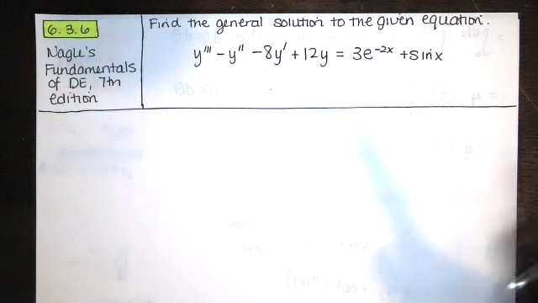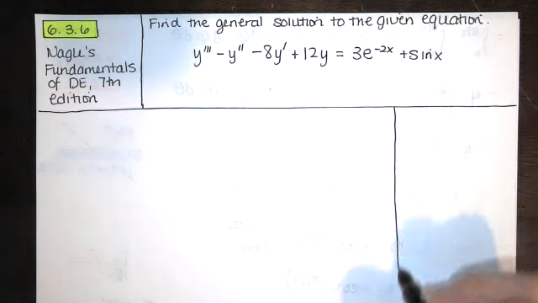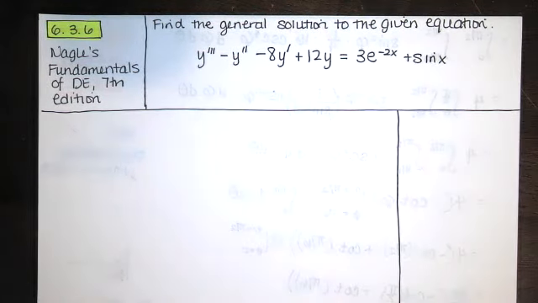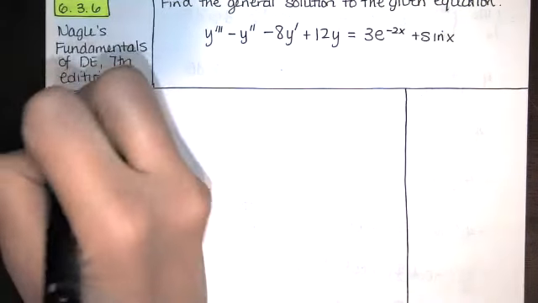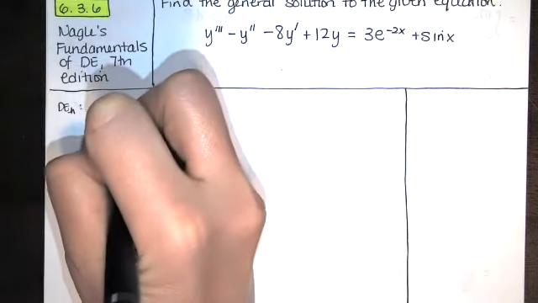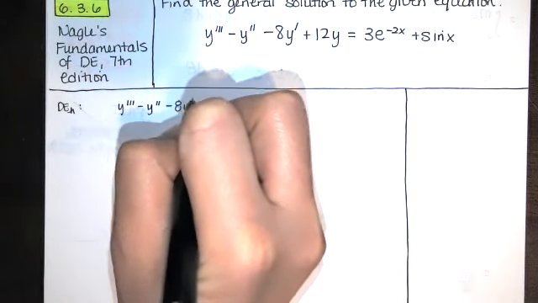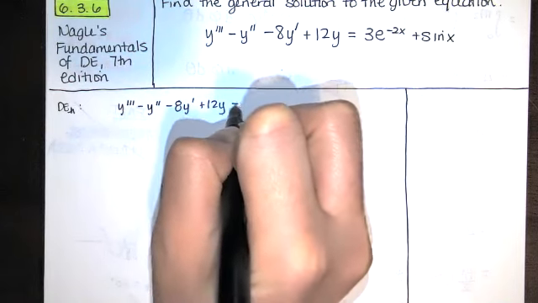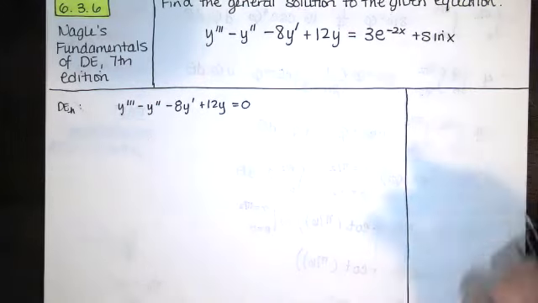Now you could also use variation of parameters, but I recommend using the method of undetermined coefficients when you can. So that's the plan, but first we need to find y sub c. And that requires solving the corresponding homogeneous equation. The corresponding homogeneous equation looks like this. Just set that right-hand side equal to 0, and then we say that has constant coefficients.